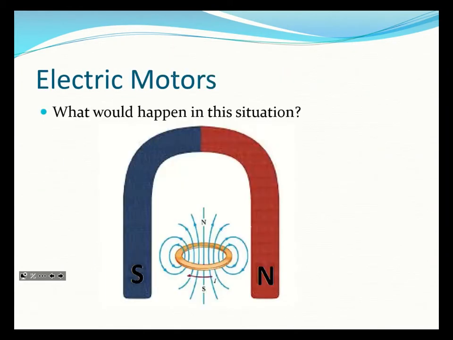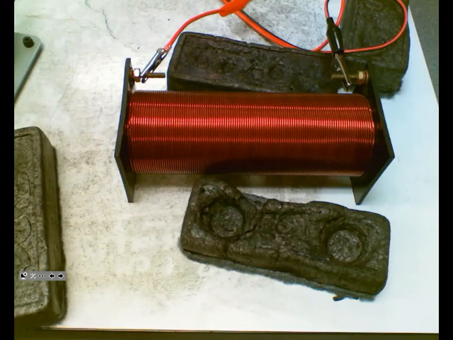Okay, so what happened in this situation? We have a current running through this, right? So it creates its own north and south magnetic field, but then I put a permanent magnet close by. What's going to happen is my north is going to try to go to my south, and my south is going to try to go to my north. And I can get this ring to spin in a circle. I've set that up over here, so let me show you that.